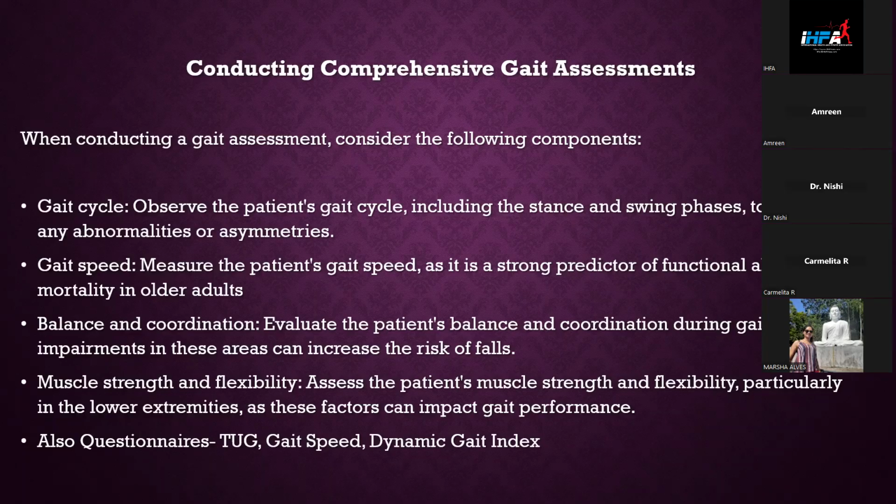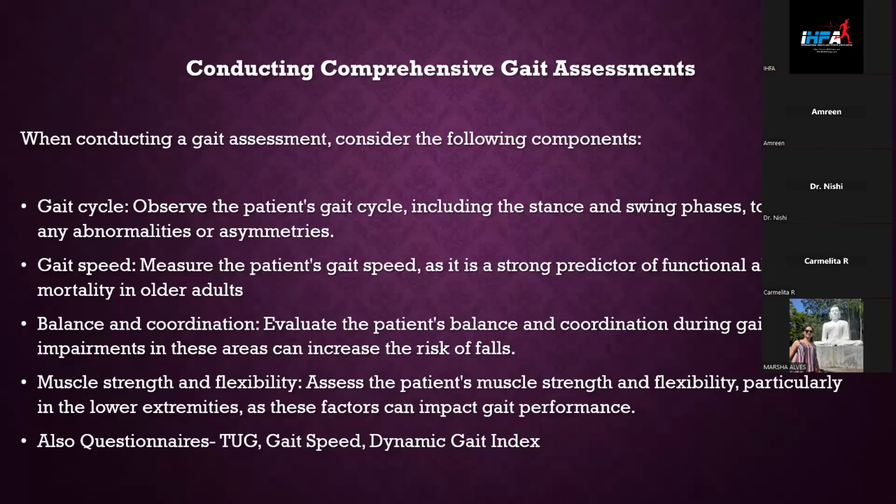Then you have to assess the muscle strength and flexibility. If the muscle strength is good and the flexibility is good, the gait will be perfect. If the person has any difficulty in the joints or the muscles are very tight, that will obviously affect the gait performance. Also, there are different objective assessments and questionnaires in the market where you assess the gait speed, the types of gait, and the balance.